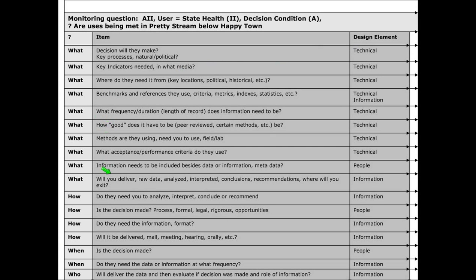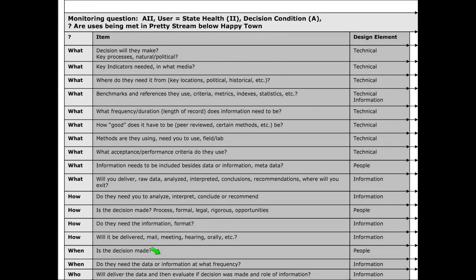Some key decisions down here: when is the decision made? If you don't know when they're going to make it, and even if they don't know when they're going to make it, how are you going to follow it to know when it was made, to tell your story, to tell your measurable results?